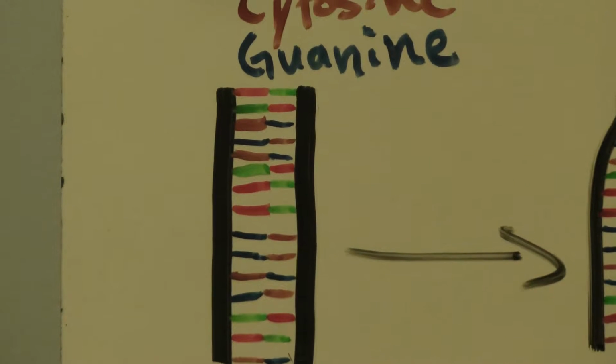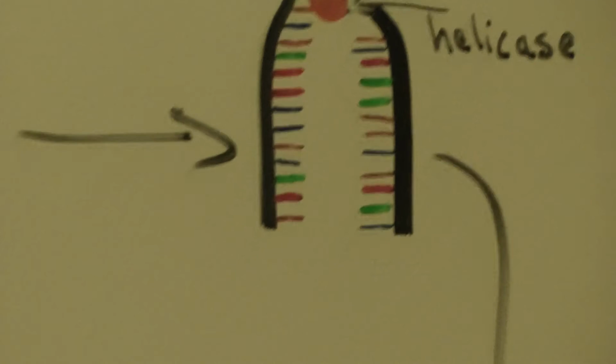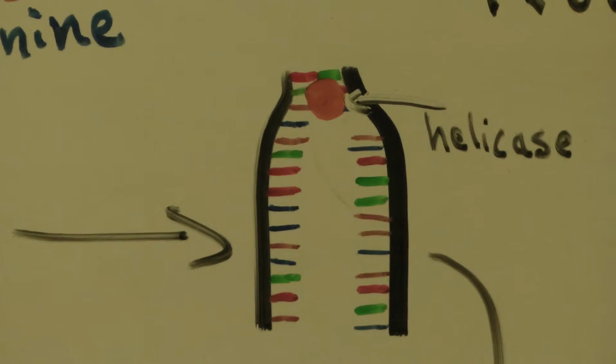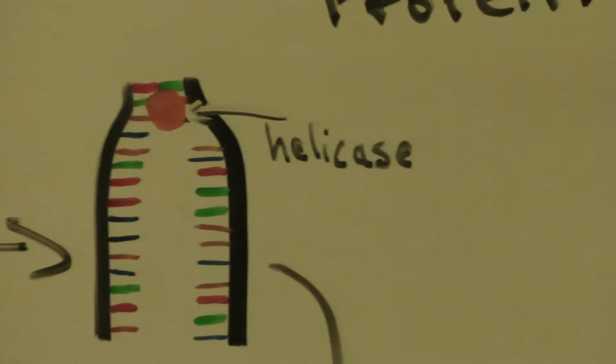an mRNA sequence. Helicase then comes in and unzips the part of the DNA strand that needs to be unzipped and copied. Once that is finished, an RNA polymerase comes in and attaches itself to the DNA fragment that needs to be copied.